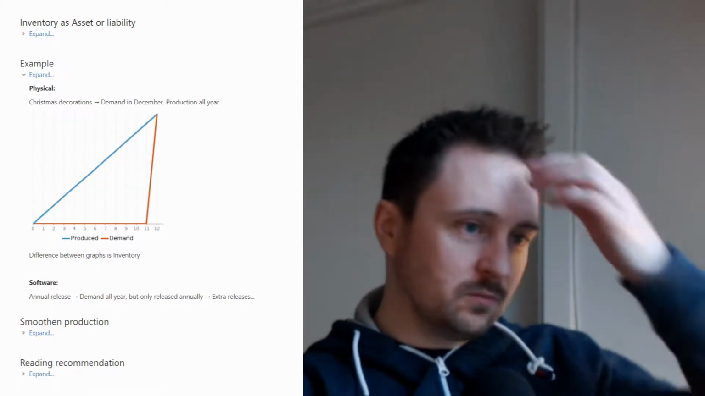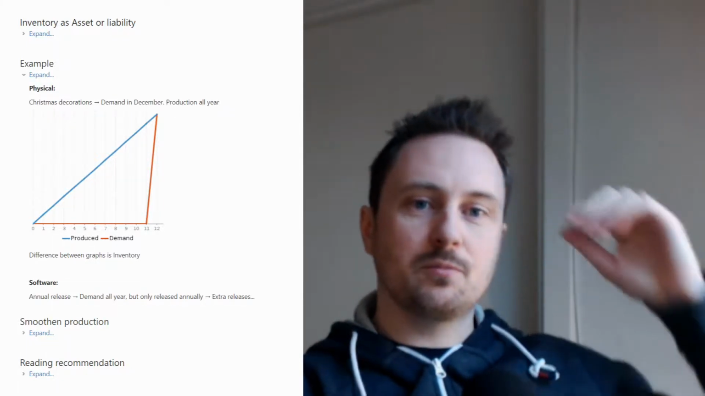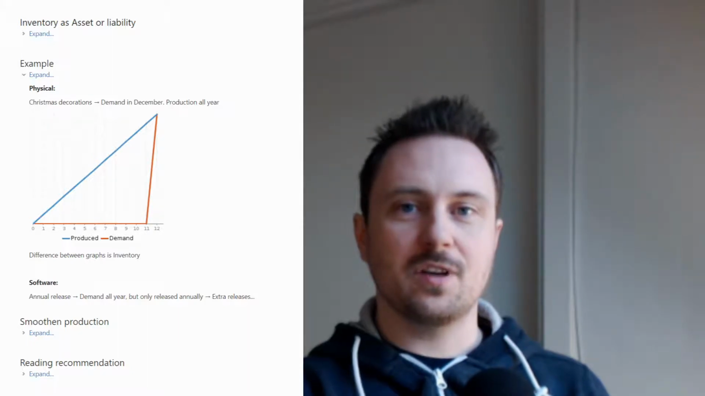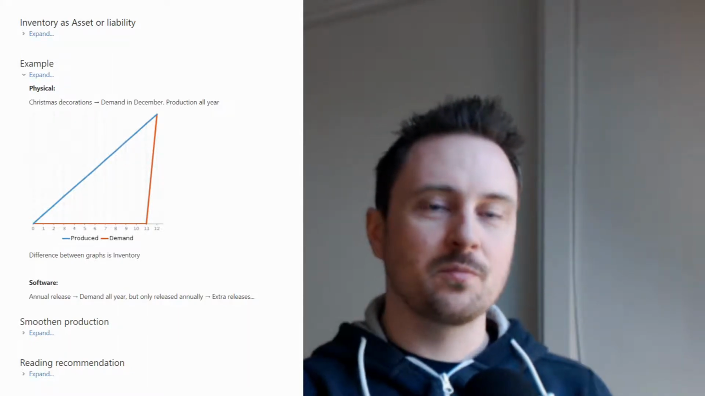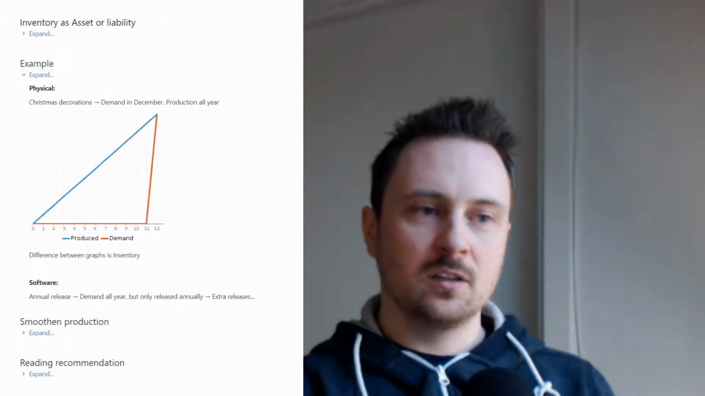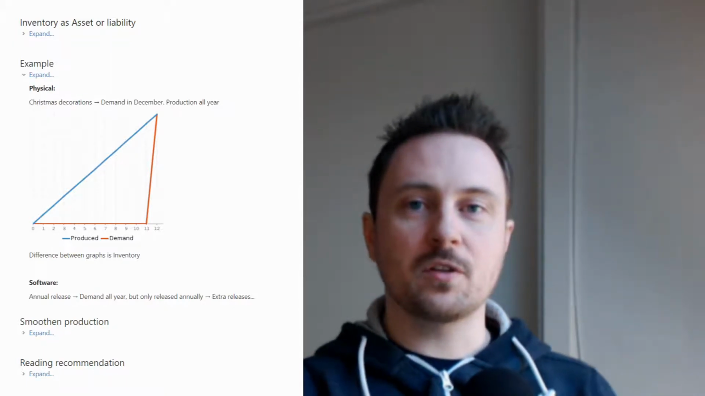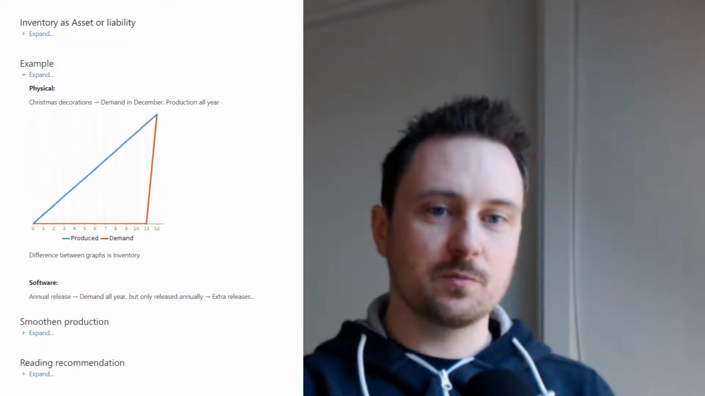Now let's look at some examples. In a physical example, we are a production company producing Christmas ornaments. I think this is a very straightforward example. The demand is quite clearly confined to, in this case, let's say 1 month of the year. In December, everyone is buying our Christmas ornaments.